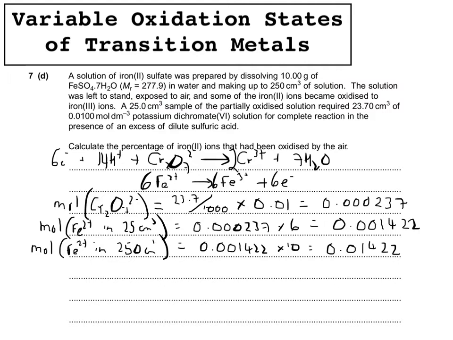So that's going to equal 10 divided by 277.9 equals 0.03598. So your two numbers you've got here are the number of moles of Fe2+ that were in the solution originally, and then this is the number of moles of iron 2+ left in the solution after being exposed to air.